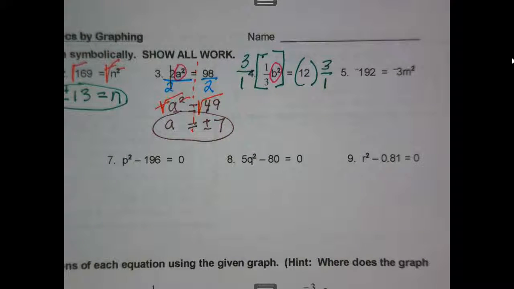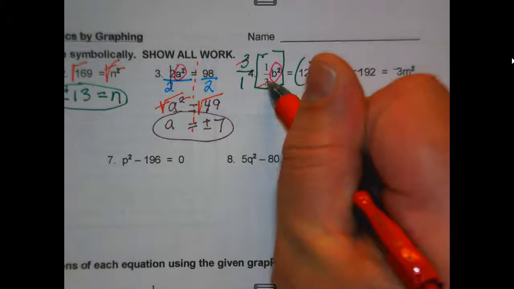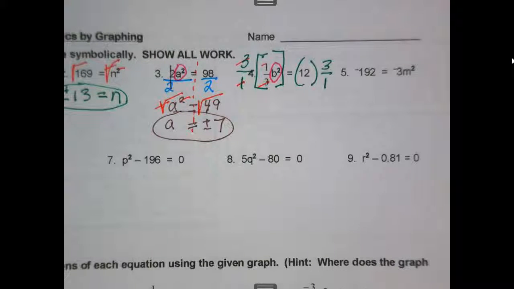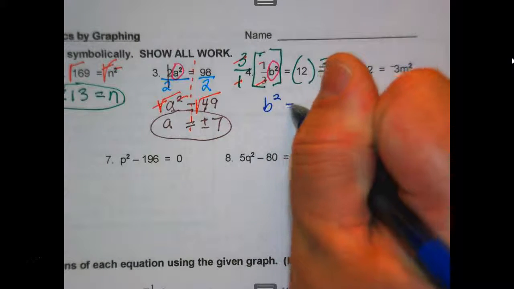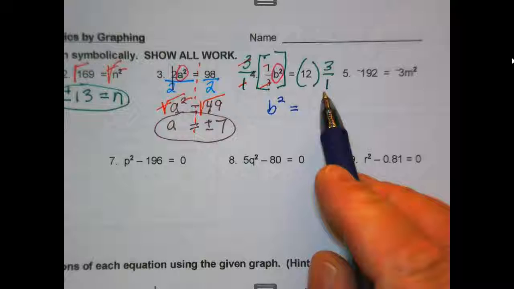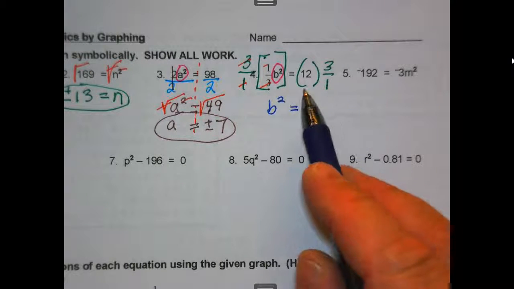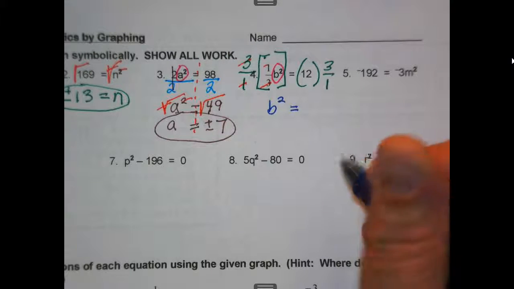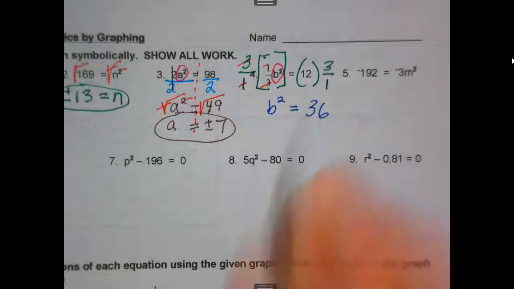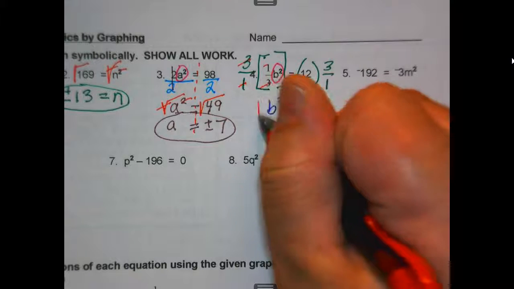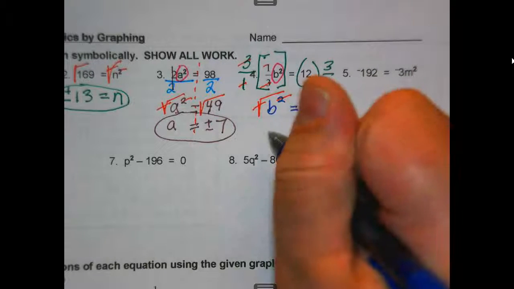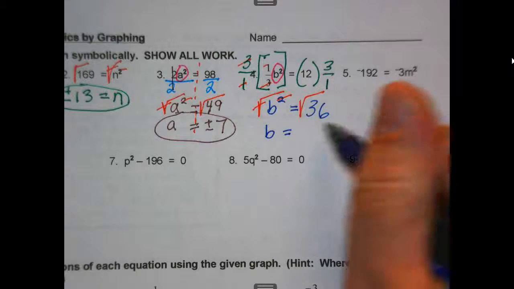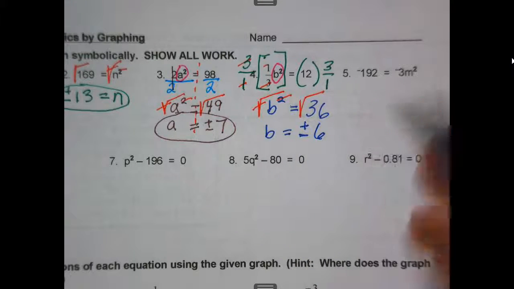Okay? Because what happens is 3's cancel out, 1's cancel out to 1, everything cancels to 1, and I get b squared by itself. Now, 3/1 is the same as just 3, right? What's 12 times 3? 36. Now I can take the square root of both sides, and I get b equals square root of 36 is 6. Don't forget your plus and minus.